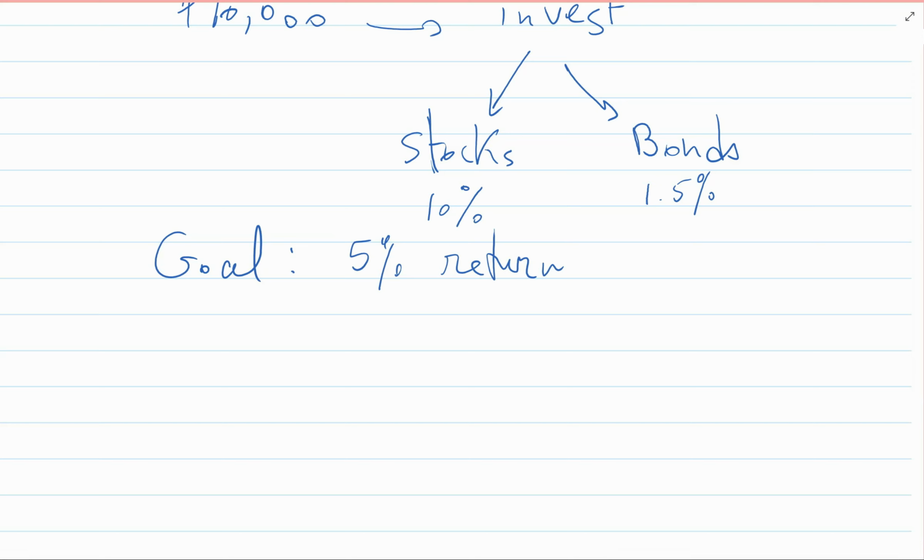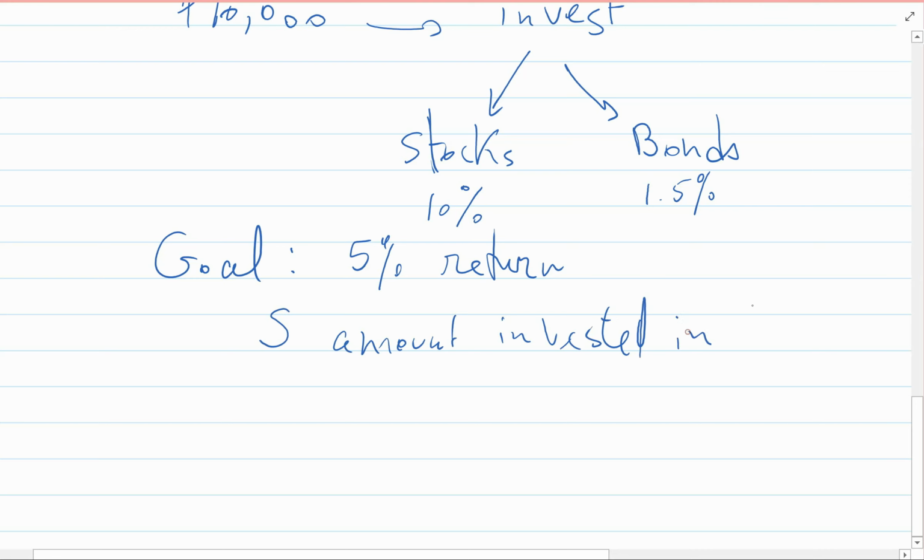So here, for stocks, we're going to call S the amount invested in stocks. And B is the amount invested in bonds.